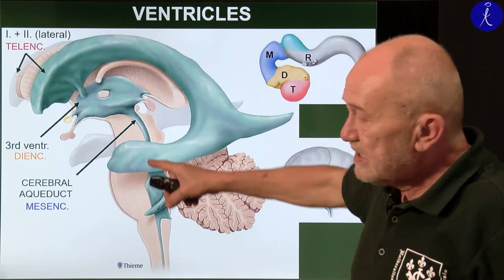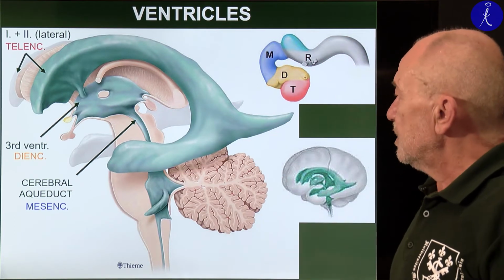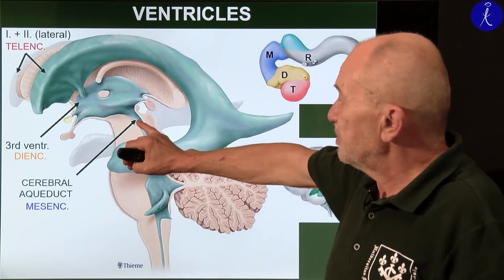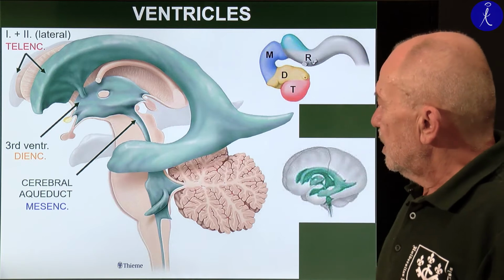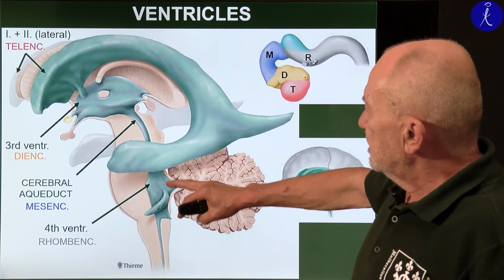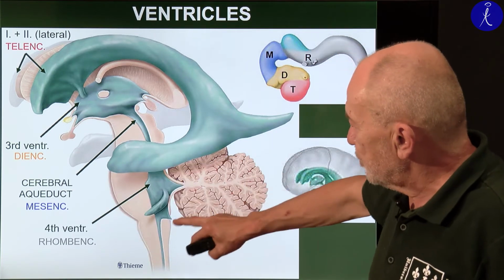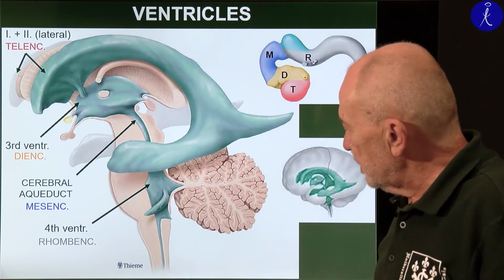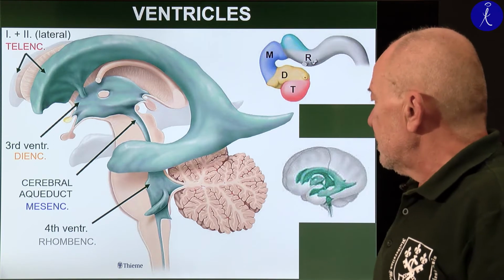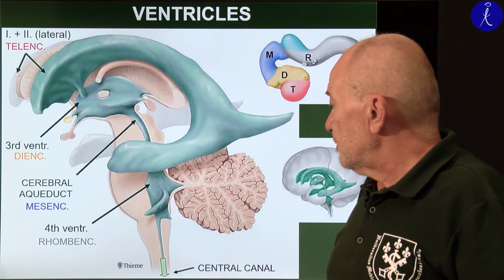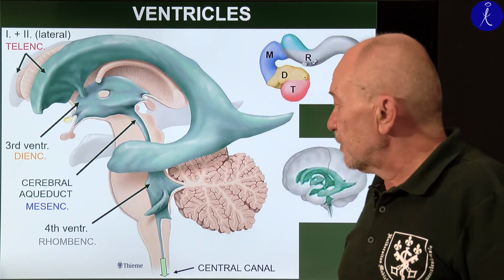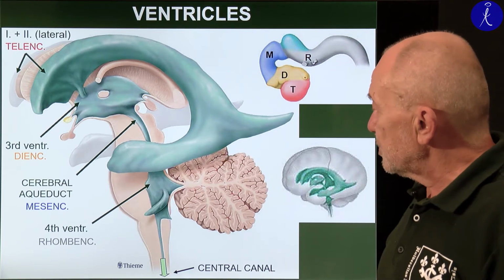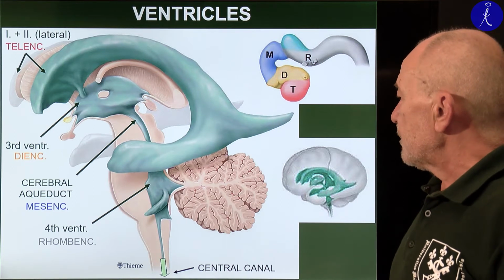The cavity of the mesencephalon remains quite narrow, so it does not enlarge as a ventricle. It is the already mentioned cerebral aqueduct belonging to the mesencephalon. And to the rhombencephalon, the fourth ventricle belongs. The continuation of the fourth ventricle down to the spinal cord is the central canal, again considerably narrow, a very small channel that extends all along the spinal cord.